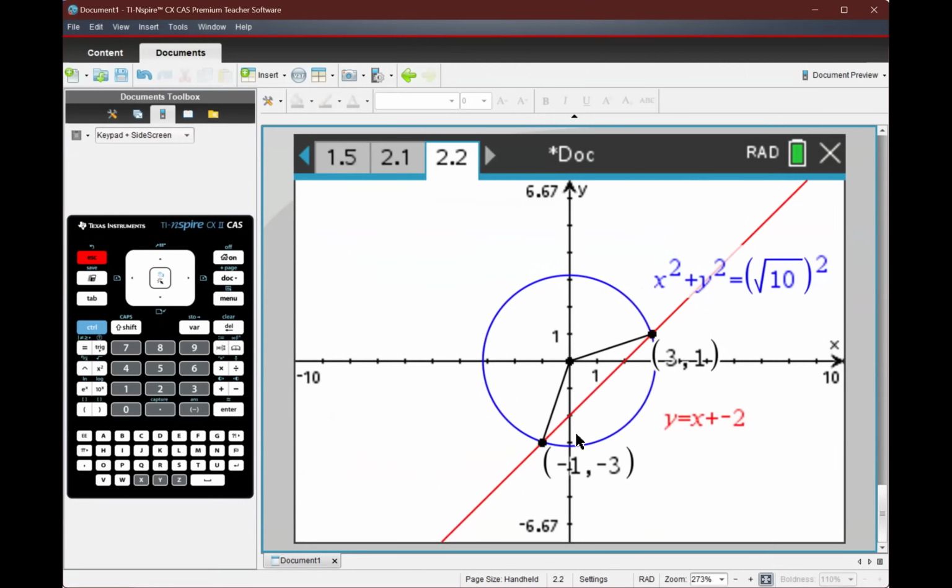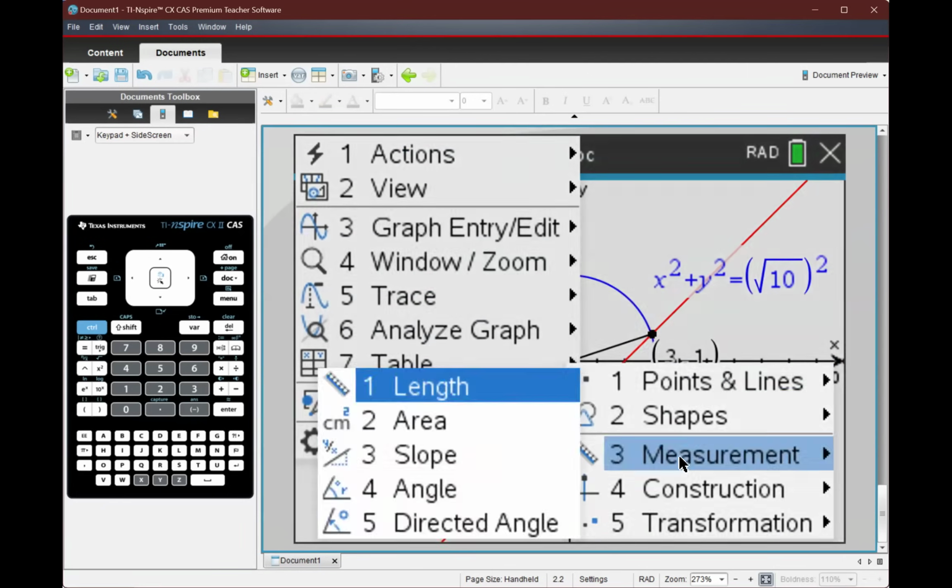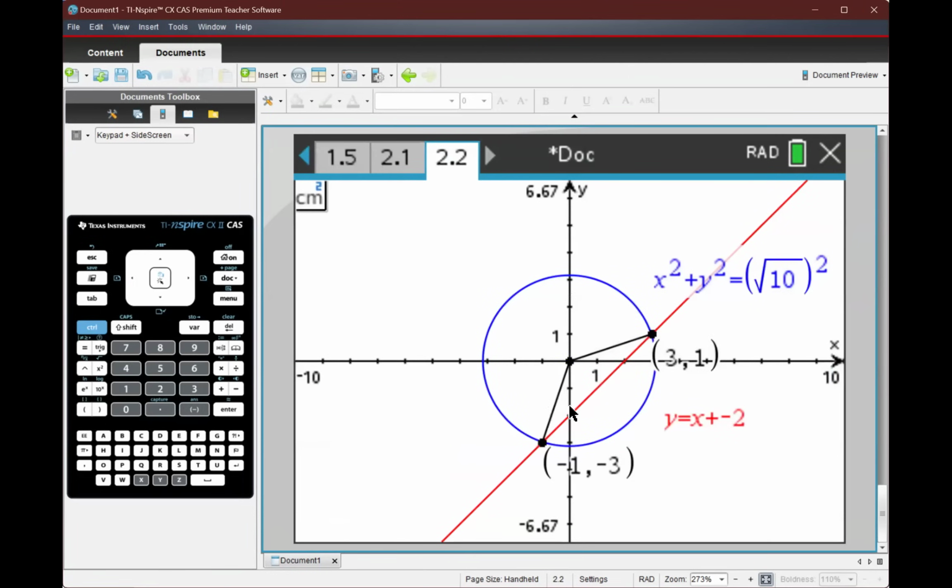So it's finding this bit, okay? Finding this bit. Can I use geometry, measurement, area? That is a single item. No, I can't do that. So I still have to do some calculations.